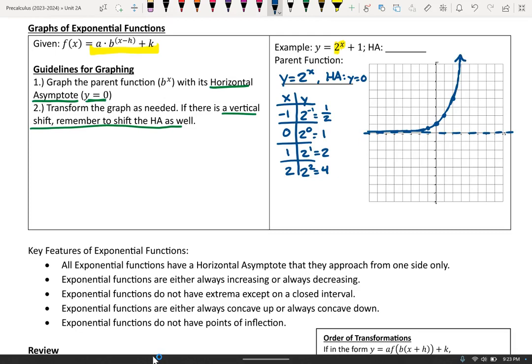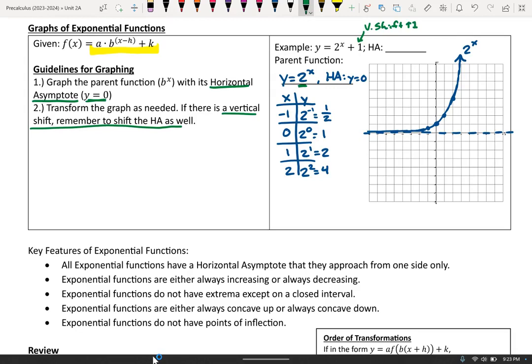So that is, again, our parent function 2 to the x. We want to graph our transformed function, which in this case is y equals 2 to the x plus 1. So we look at this and we see what transformations do we have. Now remember, 2 is the base. That's part of the parent function. So 2 is not a transformation. However, this one is, and hopefully we recognize that as a vertical shift. It's +1, so we're going to be shifting up 1 space.